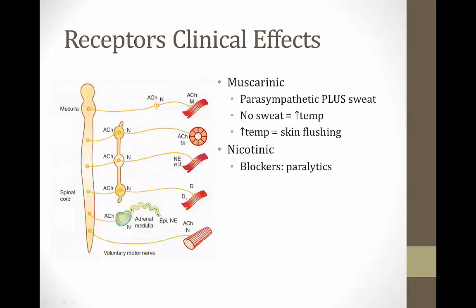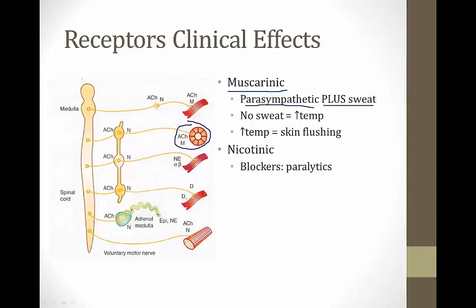So let's talk about what would happen if you activated or blocked certain acetylcholine receptors. First, we'll talk about the muscarinic ones. If you activate muscarinic receptors generally in the body through use of a drug, you would get all the effects of the parasympathetic nervous system plus sweat, because sweat is also a muscarinic acetylcholine receptor.